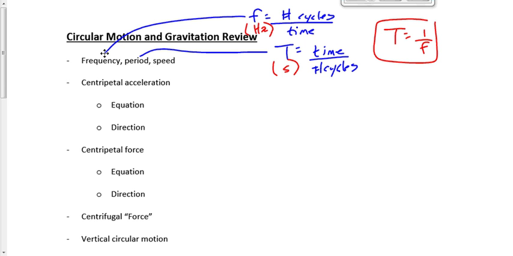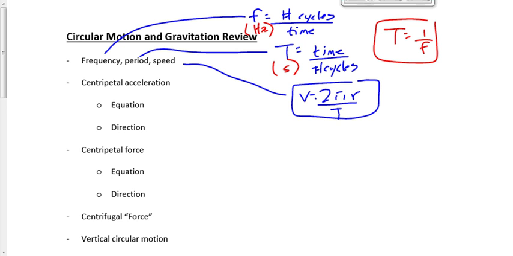Finally, within the context of uniform circular motion and gravitation, we talked about speed of an object undergoing circular motion. And the speed of an object in uniform circular motion, uniform means constant, so it's constant speed. We can describe it by d over t, but we can tailor that equation to look like this. The distance is the circumference, 2 pi r. The time is the period. So it becomes 2 pi r over T. That one's on your data sheet as well.